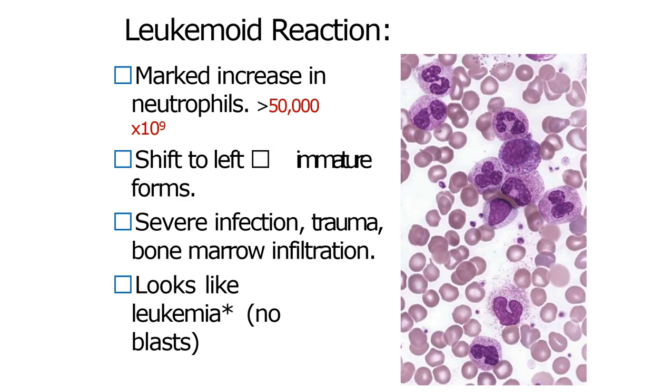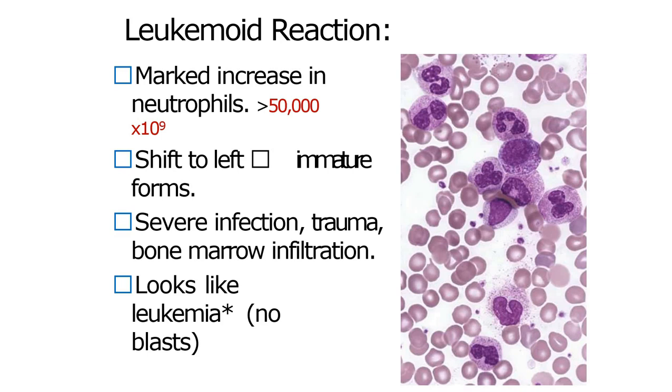Because so many cells will be there, there'll be a nice shift to the left, but what is absent is the most immature cell. The primitive cells, the blasts, are typically absent. That's why it is referred to as a leukemoid reaction, and this is completely reversible. Once the patient is out of the sepsis, out of the infection or inflammation, the counts come back to normal.